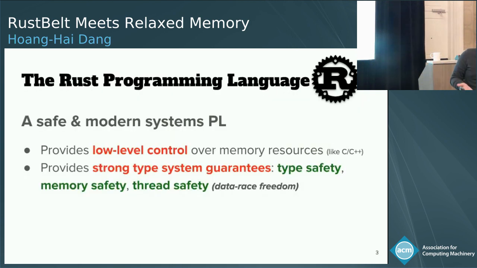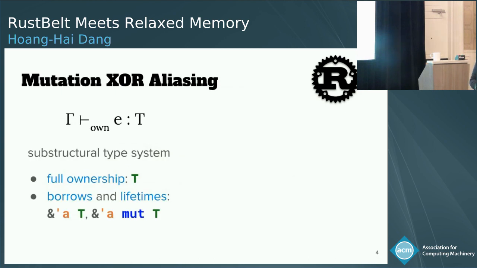So Rust is a systems programming language developed at Mozilla. It's a systems programming language in the sense that it provides low-level control over memory resources, like what you can do in C and C++. However, it does still provide high-level guarantees like type safety, memory safety, and thread safety. And the way Rust achieves these safety properties is through a substructural type system, where you can find types with ownerships, borrows, and lifetimes. The details of these concepts are not important for this talk.